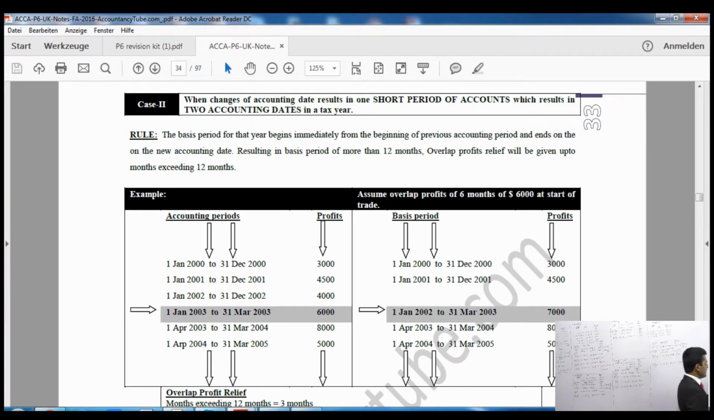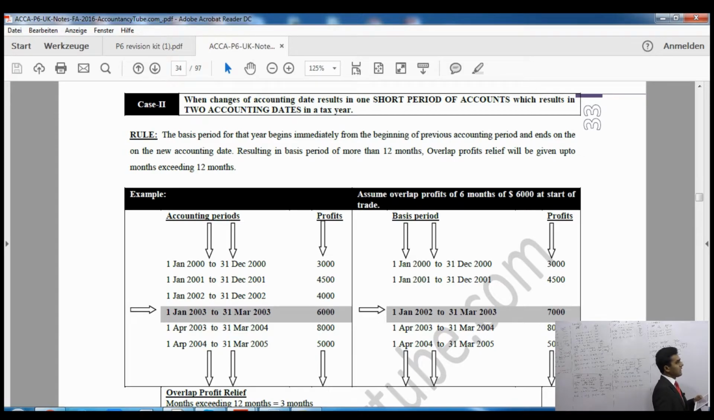So when the change of accounting date results in one short period of accounts, which results in 2 accounting dates in a tax year. So he made a change in the accounting date, but it was so short that there were 2 accounting dates in a tax year. All right. So how it happened, what is the rule about it? The rule says that the basis period for that year begins immediately from the beginning of the previous accounting date and ends on the new accounting date.